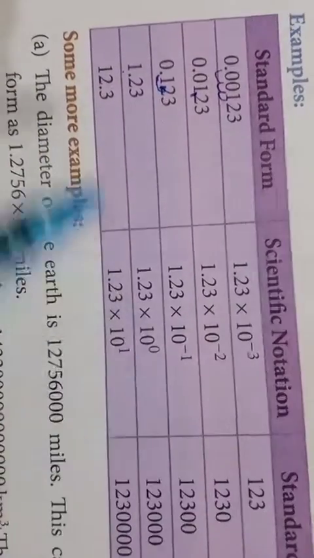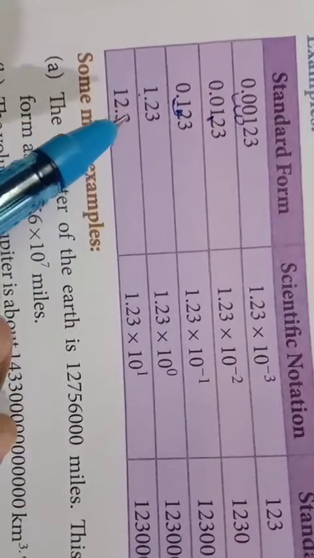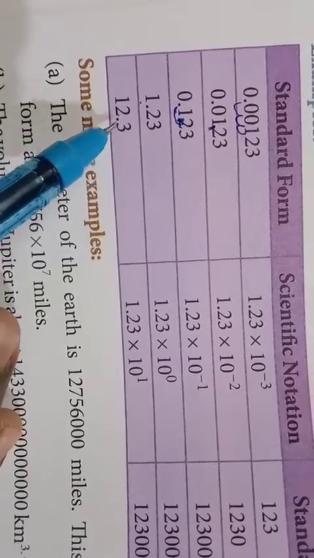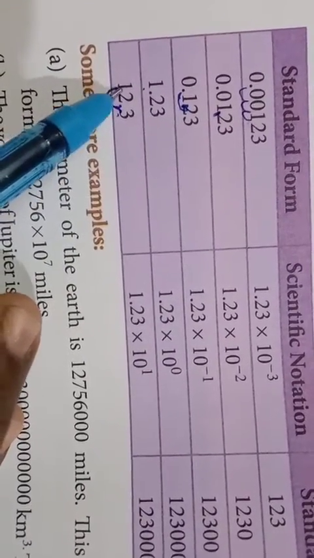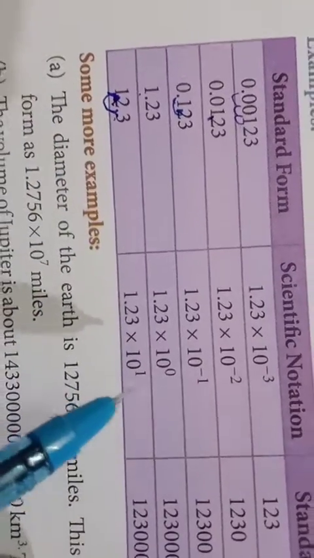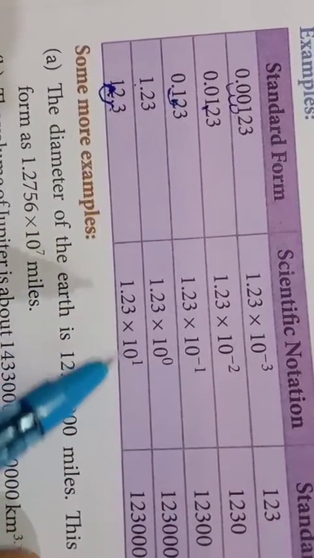So 10 power 0. Then 12.3. For that, the decimal has to move towards the left side, one step. So 1.23 into 10 power 1.